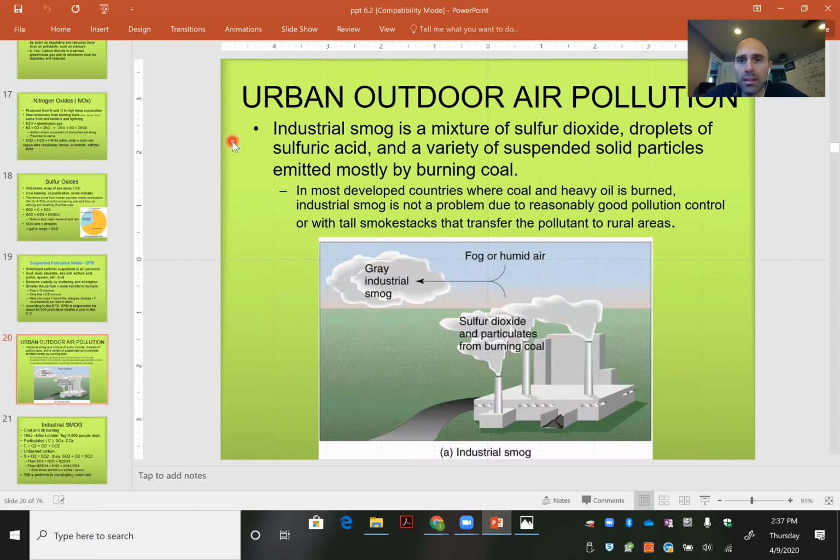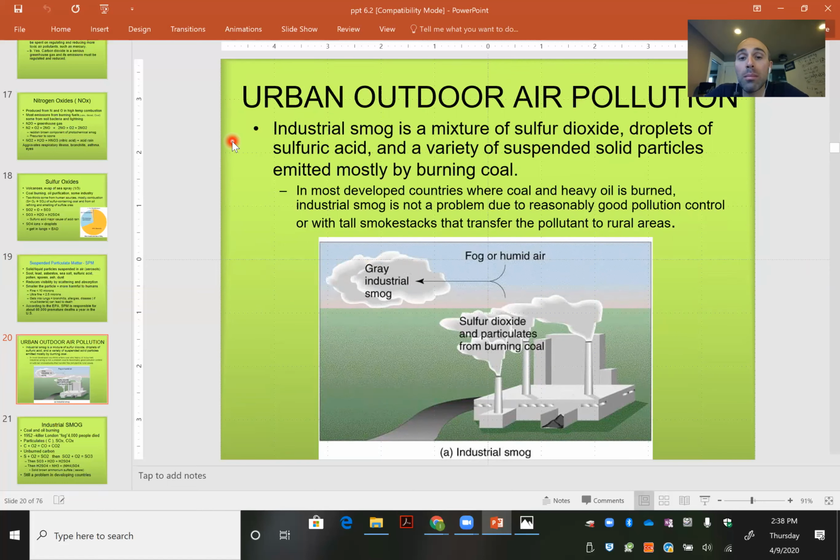I'm all very impressed. Let's continue the fun train with urban outdoor air pollution. So industrial smog is a mixture of sulfur dioxide, droplets of sulfuric acid, and a variety of suspended particulate matter, mostly emitted by burning coal in coal power plants. Now, in the developed countries where coal and heavy oil is burned, industrial smog is not a problem due to reasonably good pollution control. However, this is not necessarily occurring in the developing countries. The pollution control is not very good there.